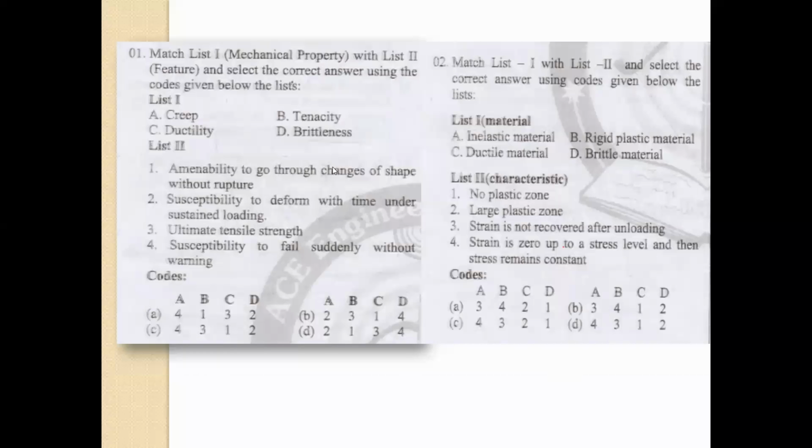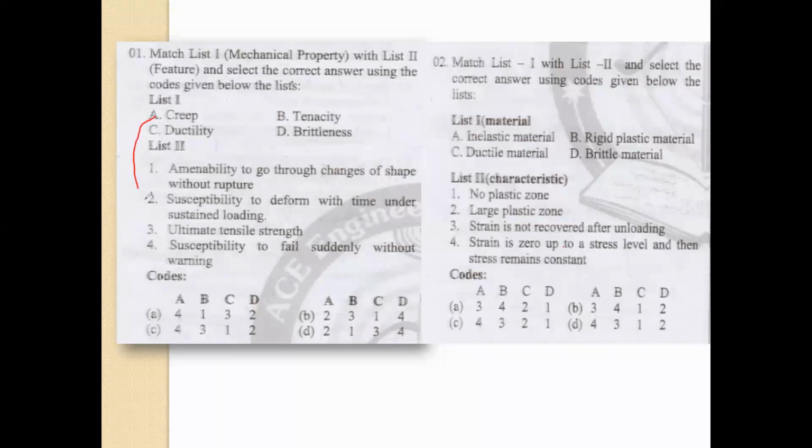Then we will see the next type of questions. Match the list or match the pairs. Okay. So first, list one and list second. In that, creep. Now you choose from these four and tell me what creep means. Amenability to go through changes of shape without rupture, susceptibility to deform with time under sustained loading, ultimate tensile strength, susceptibility to fail suddenly without warning. Which one is correct for creep? Second, because of deformation with time under sustained loading.